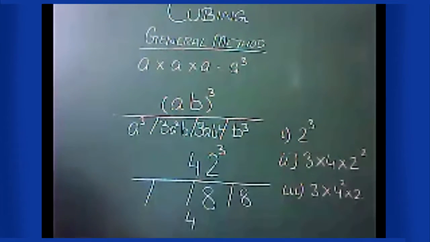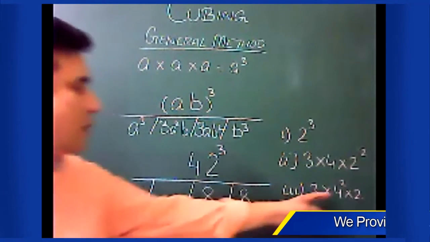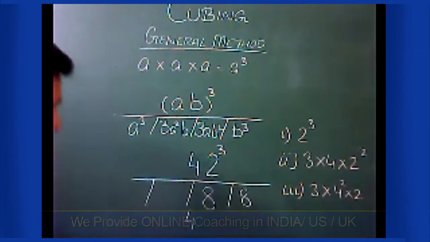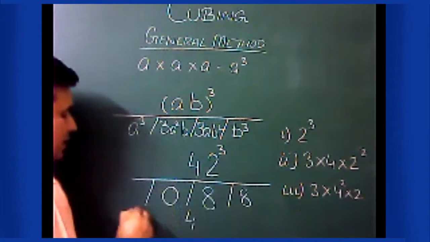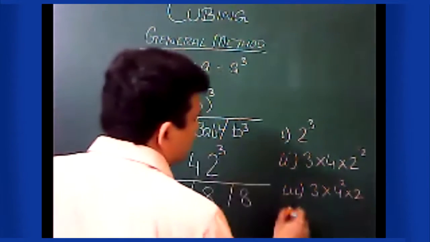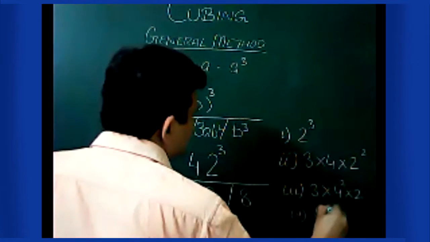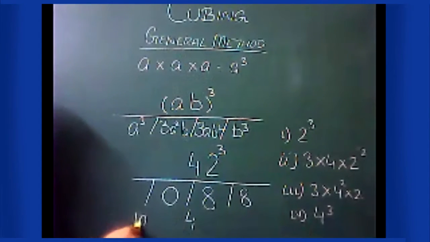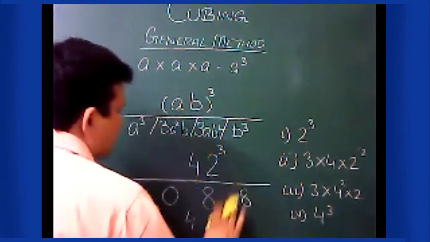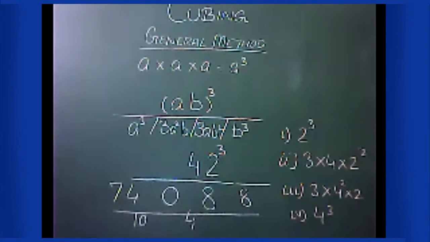Third step is 3 into 4 square into 2. So 4 square is 16, into 2 is 32, into 3 is 96, plus 4 from carry. It becomes 100. 10 will go as carry. The last step is 4 cube. 4 cube is 64 plus 10 from carry. This becomes 74. And the answer is 74088. Is the technique clear? Sir, can you do another example? Yeah, I will do, but is this example clear?